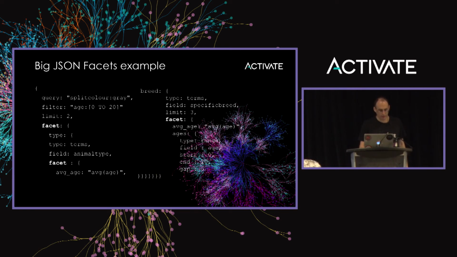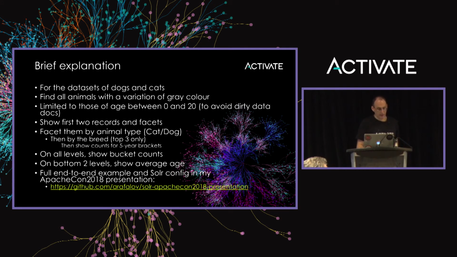So I do have an example. I wanted to show you a big JSON facet example. Well, it's kind of a medium JSON facet example, but it's bigger than the previous example. I have a data set of dogs and cats, and I'm asking to find all animals with a variation of gray color, then limit those to age between 0 and 20, show the first 2 records and facets, then facet by animal type, then by breed, and show counts by the buckets.